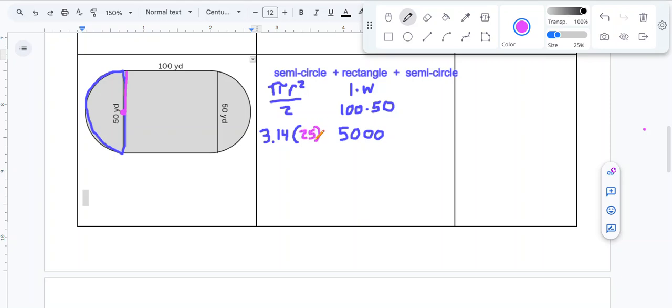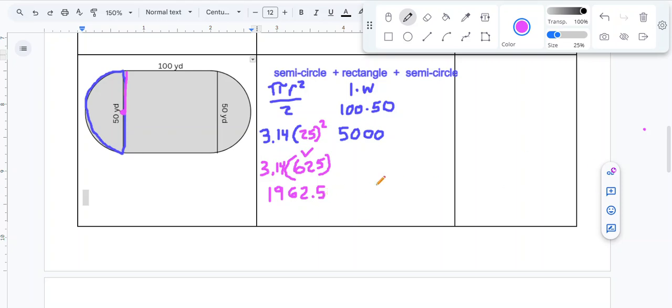25 and then squared. All right, so order of operations, I have to do the exponent first. So 25 squared is 625. And then I would multiply that by 3.14. And that gives me 1,962 and 5/10, or 0.5.